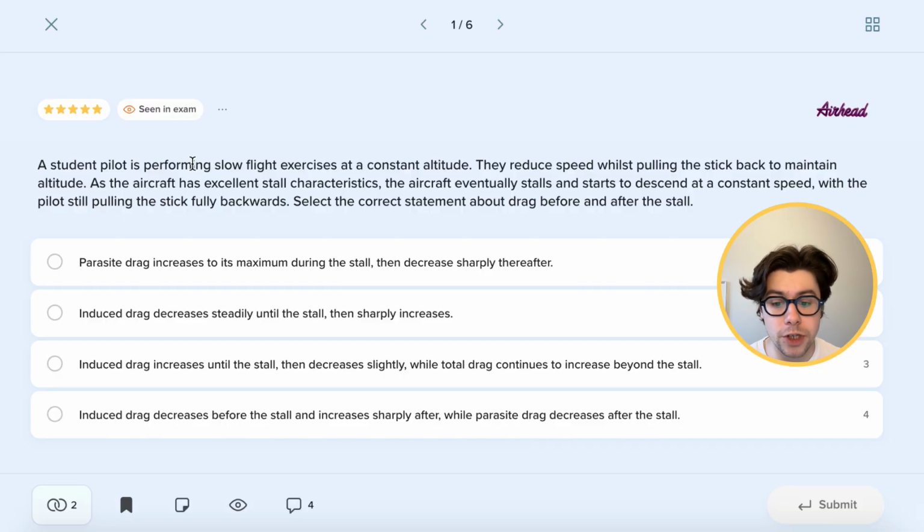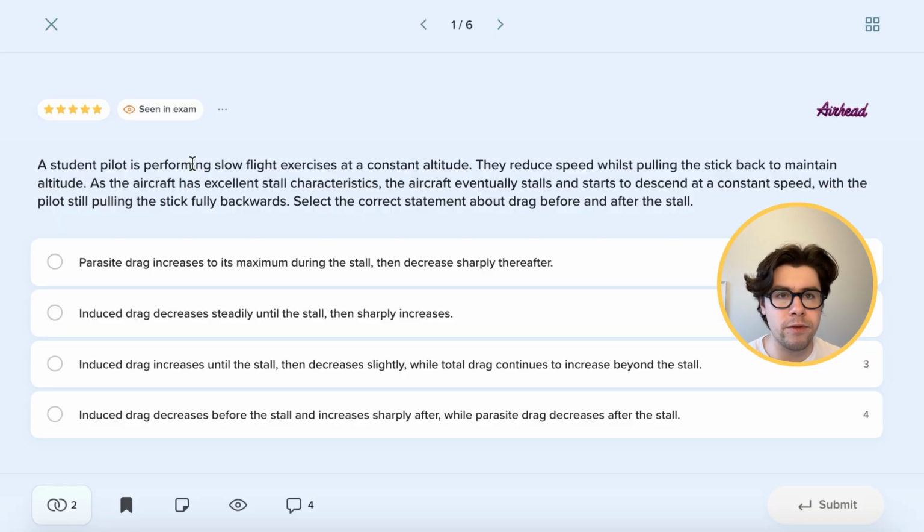So for the first question, a student pilot is performing slow flight exercise at a constant altitude. They reduce the speed whilst pulling back the stick to maintain altitude. As the aircraft has excellent stalling characteristics, the aircraft will eventually stall and start to descend at a constant speed. The pilot still pulling the stick backwards. Select the correct statement about the drag.